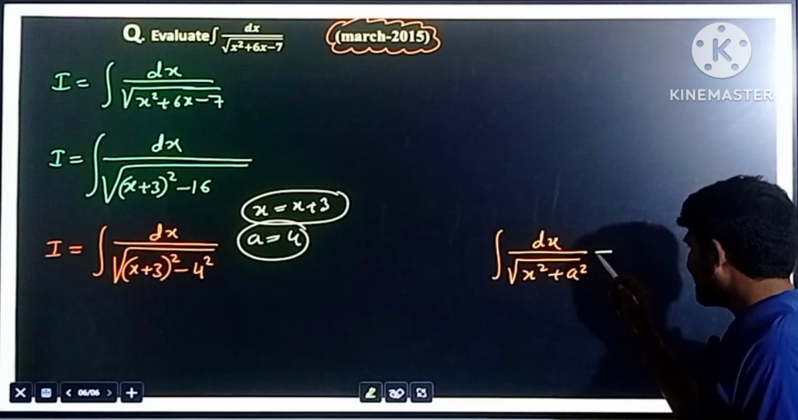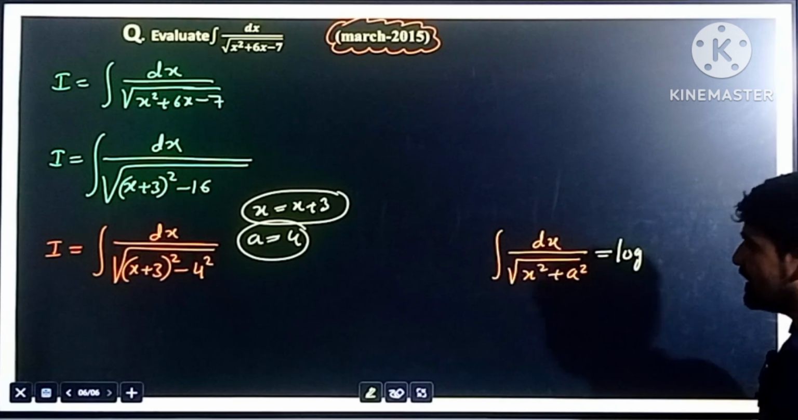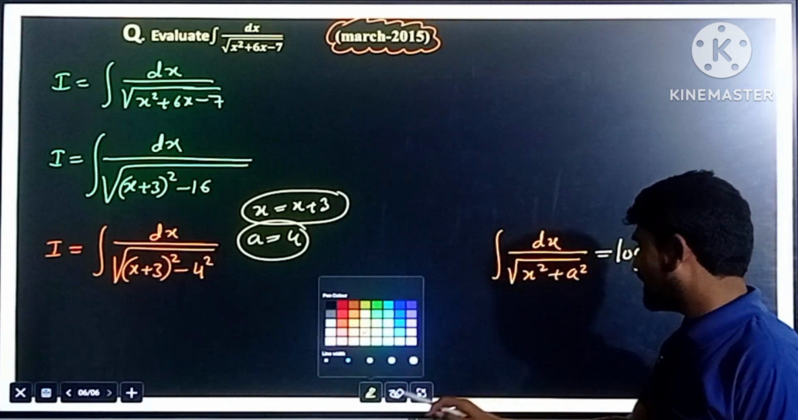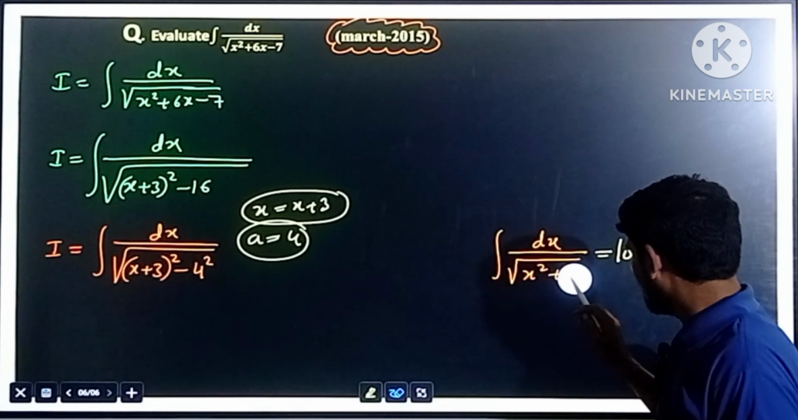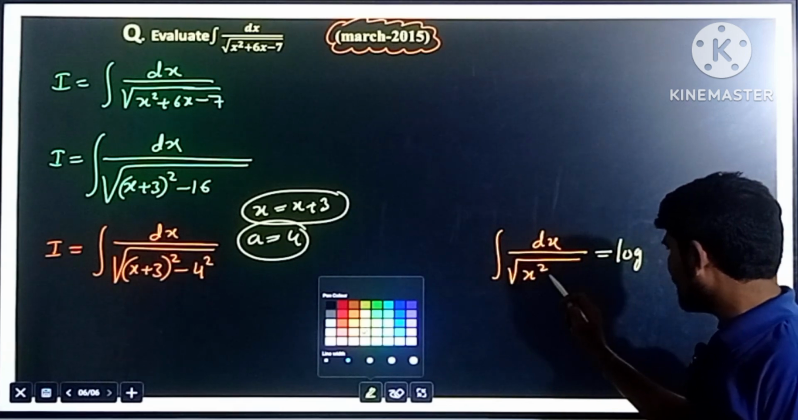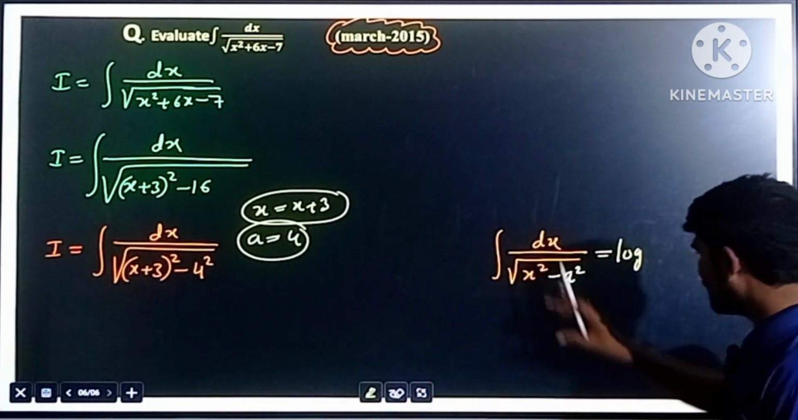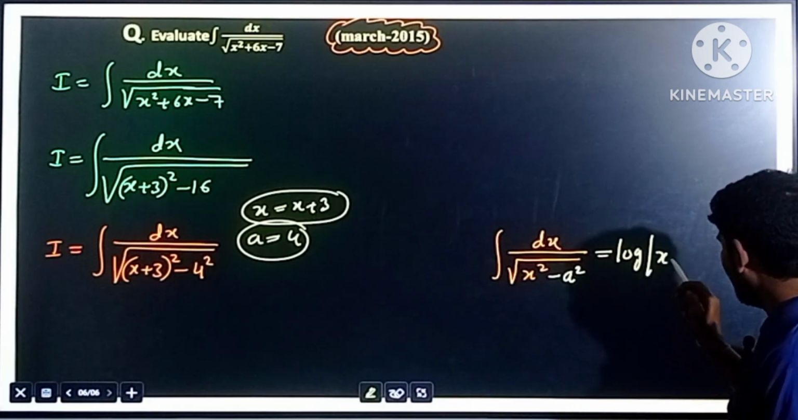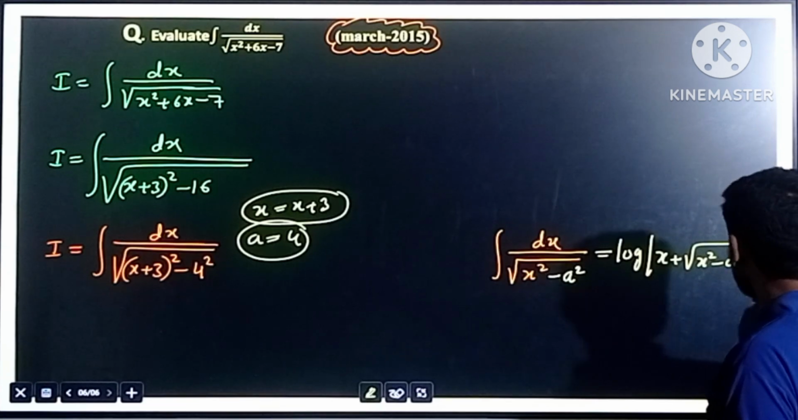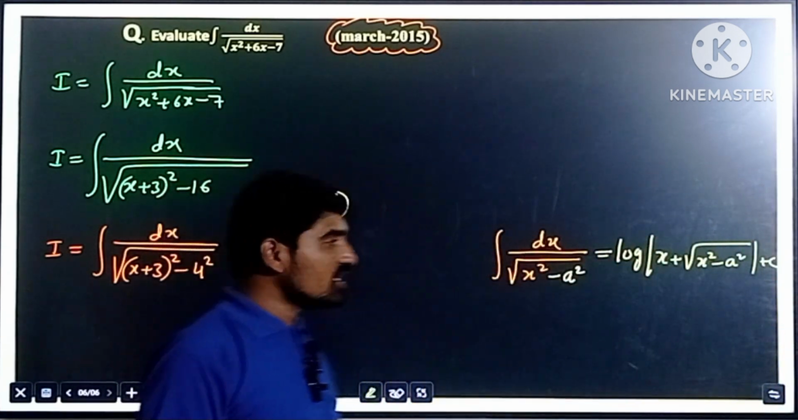And we know the formula for this integration form. That is what? x square minus a square, not plus. x square minus a square. Just observe the denominator: (x plus 3) whole square minus 4 square means x square minus a square, where a is 4 and x is x plus 3. And we know the formula: log of x plus square root of x square minus a square plus c. Just substitute the value of a in this formula. That is the required answer.